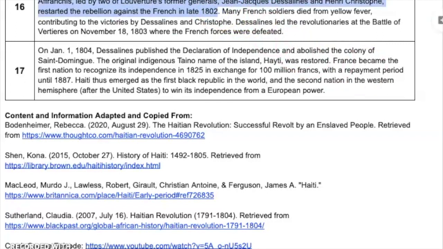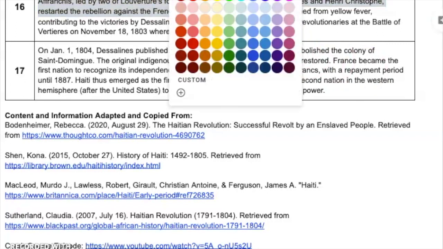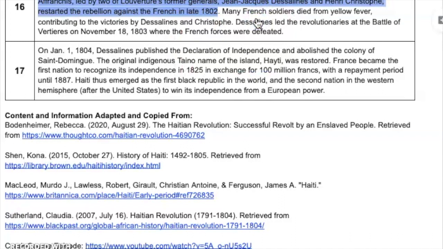So another social movement, groups of people banding together to fight against the French because they want an end to enslavement. During this time, many French soldiers died from yellow fever, contributing to the victories by Dessalines and Christophe. Dessalines led the revolutionaries at the Battle of Vertieres on November 18, 1803, where the French forces were defeated.